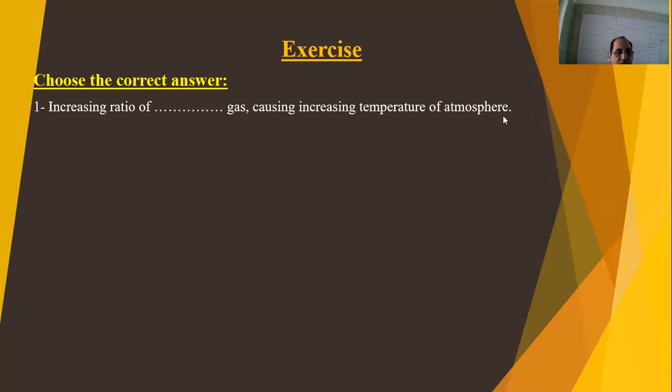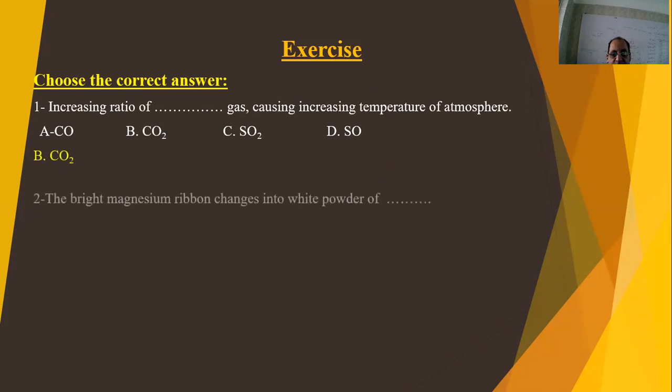Increasing ratio of dot gas causing increasing temperature in the atmosphere. This phenomenon called global warming. So the ratio of carbon monoxide, carbon dioxide, sulfur dioxide, and sulfur monoxide, actually it's carbon dioxide gas. So the answer is going to be carbon dioxide gas.